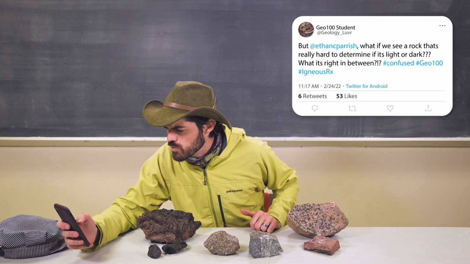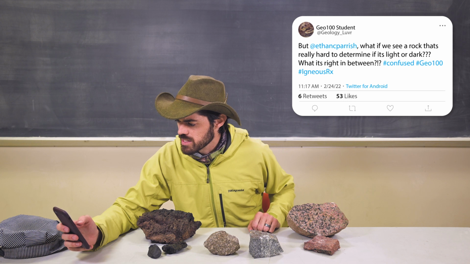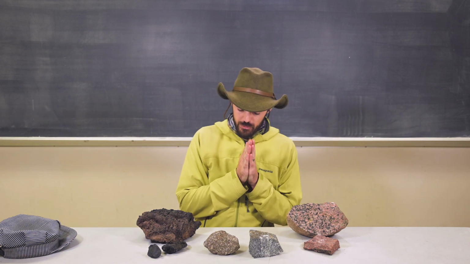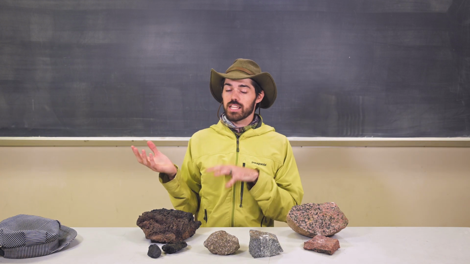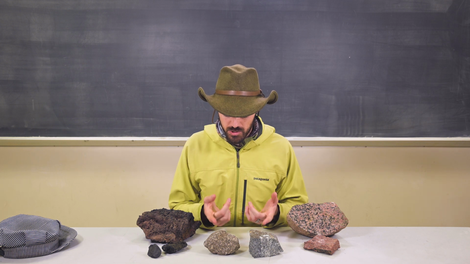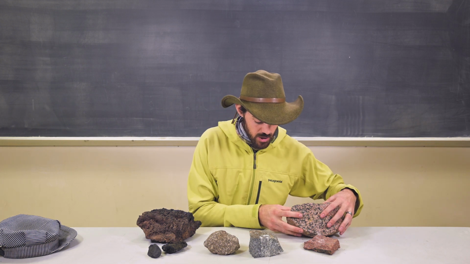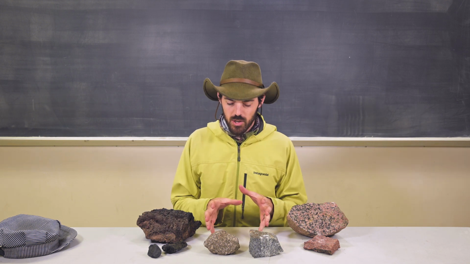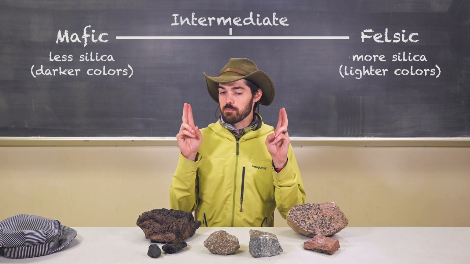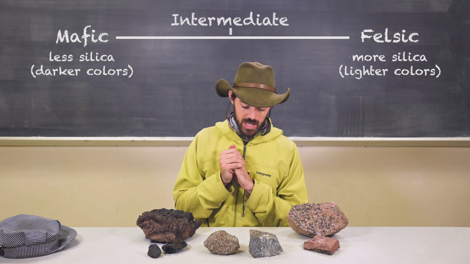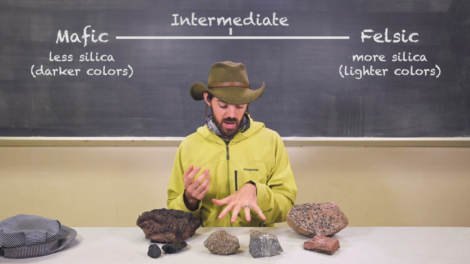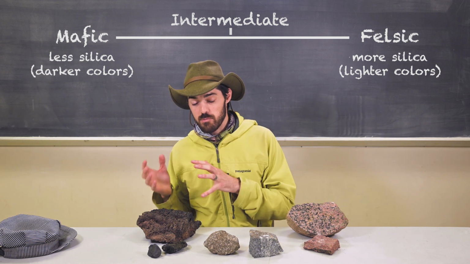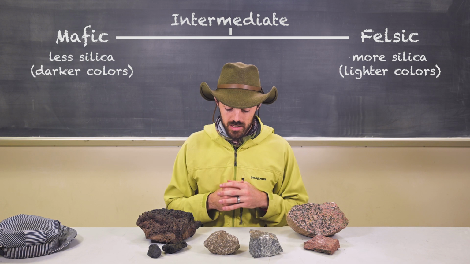But Ethan, what if we see a rock that's really hard to determine if it's light or dark? What if it's right in between? That's another great question. I love it. Yes, if a rock is neither clearly light or dark, like these rocks in the middle here. Obviously, we've got some light granite over here and rhyolite and some dark mafic basalt over here. But if it's hard to tell, we very creatively call that an intermediate composition. Yes, very creative. But that just says that the parent magma to this didn't have abundant amounts of silicate minerals, but it wasn't necessarily silicate poor either. It was of an intermediate composition.